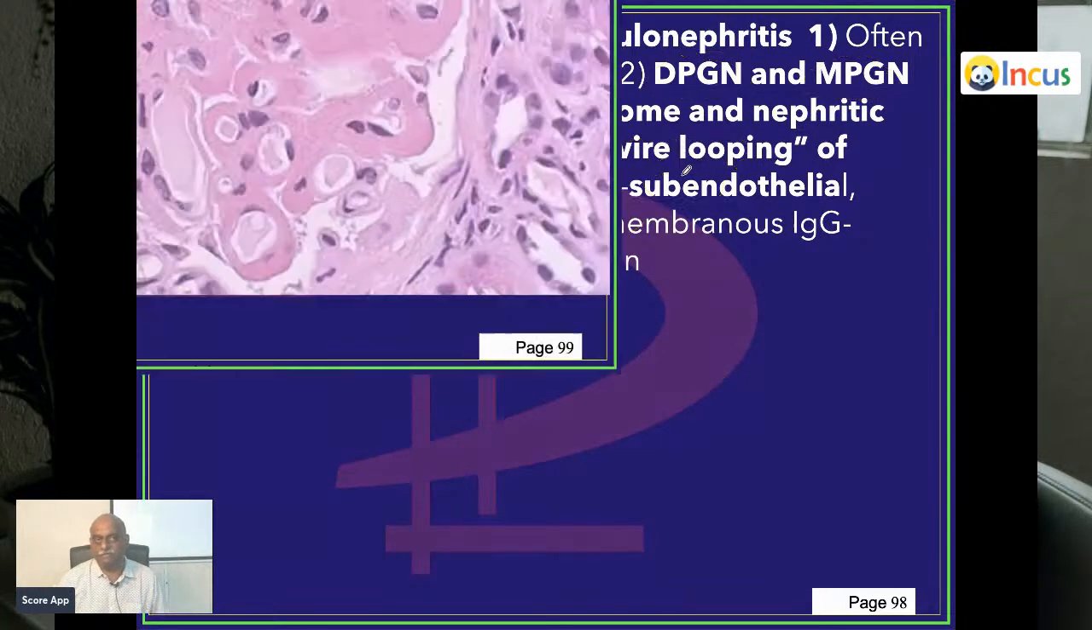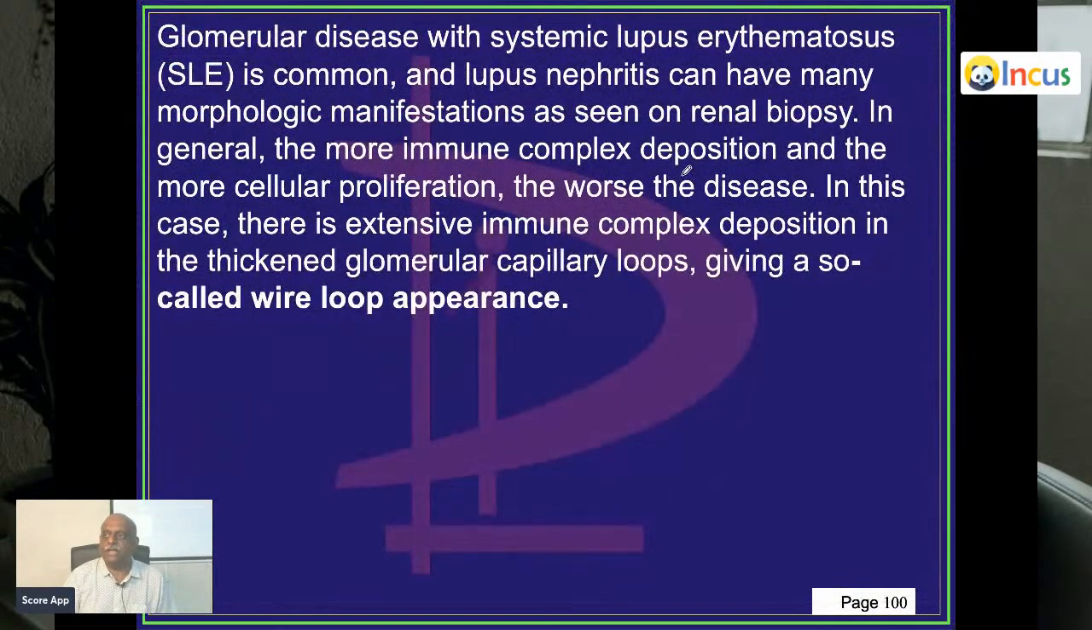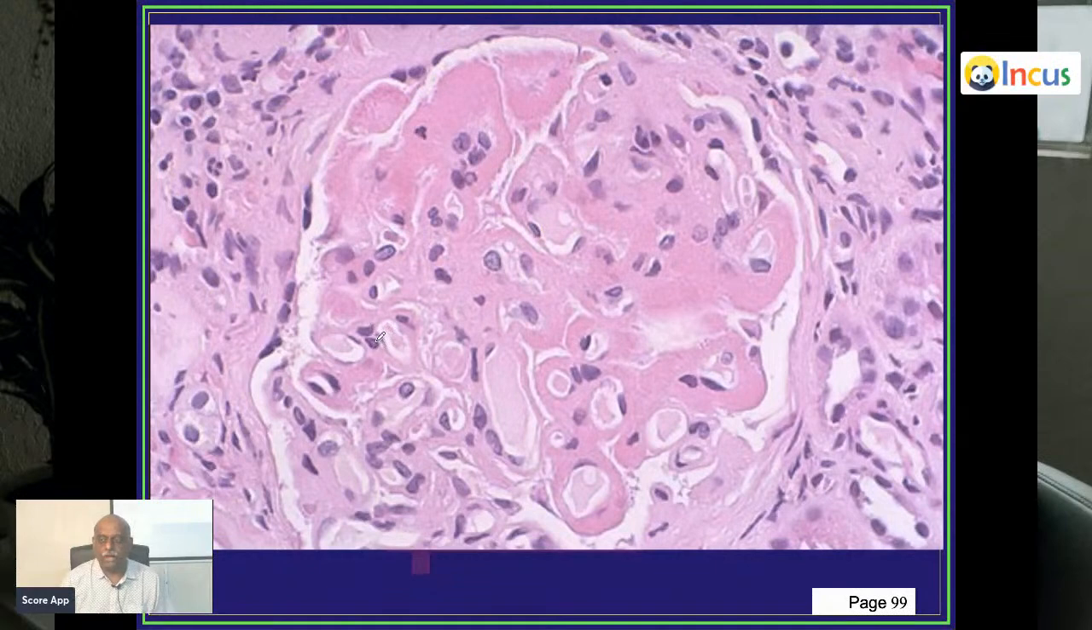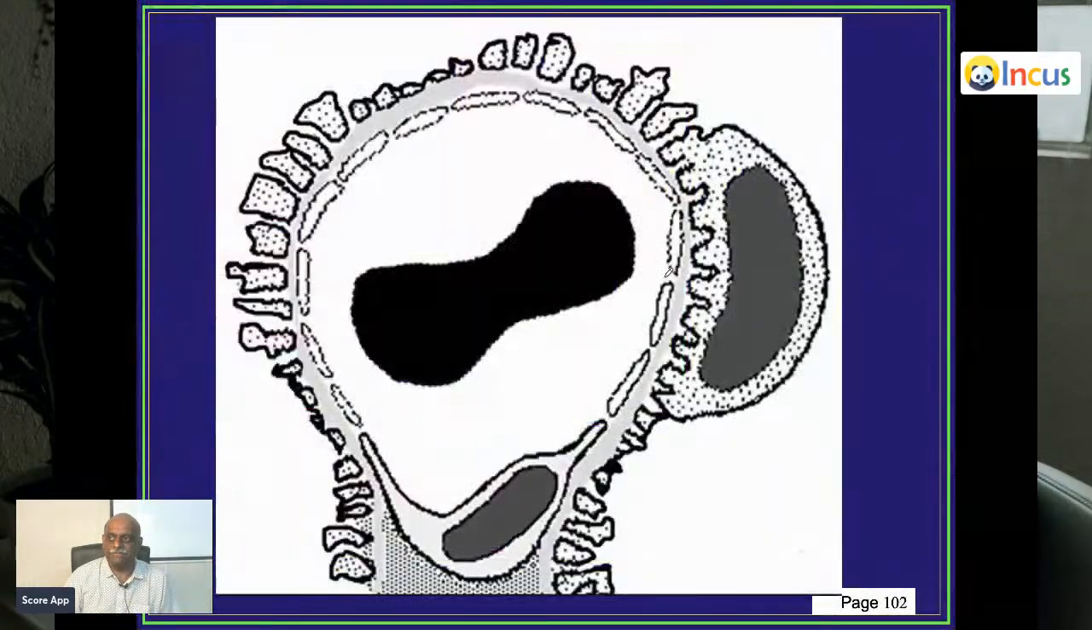Now let us look into the lupus. So what do you see here, doctor, in the case of lupus? The glomerular capillaries are all thickened. And this thickening is typically showing a wire loop-like appearance, which is typical of lupus nephritis. Wire loop appearance is what you need to remember in SLE, lupus nephritis.